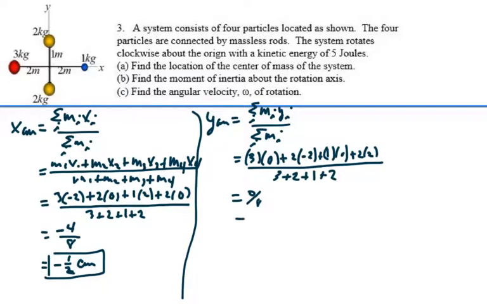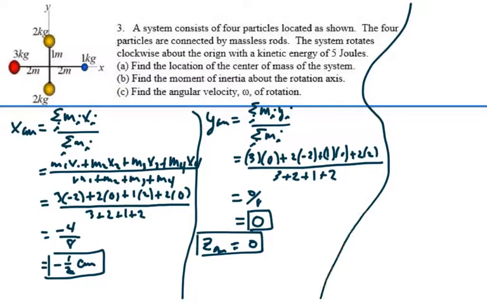over 8, or 0. And finally, our z center of mass is going to be, all the locations are 0, so that's just going to be 0. So there is our center of mass location for this system.